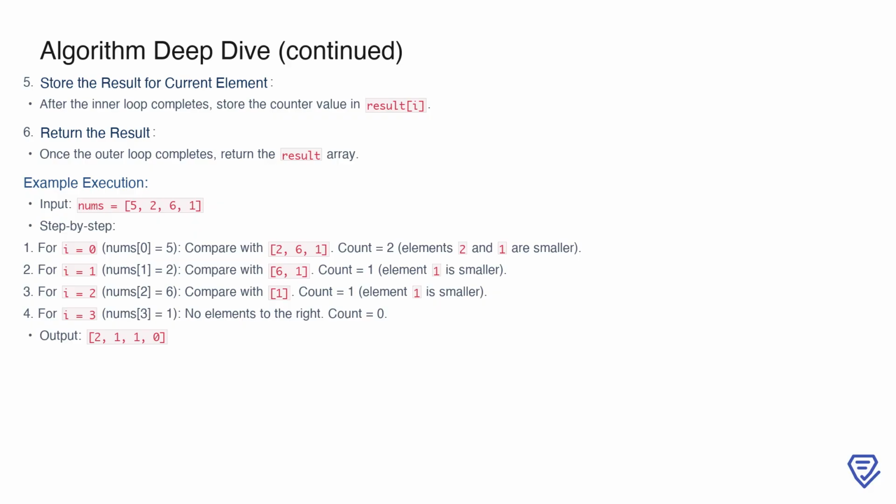Next, we analyze 2, comparing it with the elements 6, 1. Here, only 1 is smaller, so the count for the second position is 1. For 6, we check the single remaining element, 1, which is smaller, resulting in a count of 1. Finally, for 1, there are no elements to its right, so the count is 0. The final result array becomes 2, 1, 1, 0, which matches the expected output.